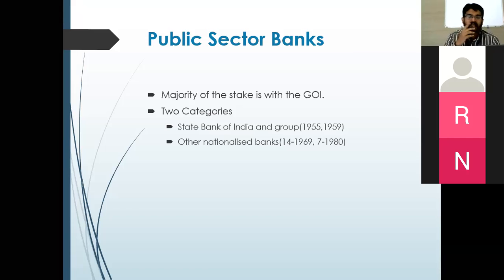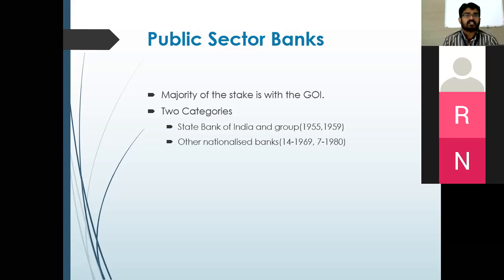State Bank was initially Imperial Bank, which was a combination of three banks, that is Bank of Bengal, Bank of Bombay, and Bank of Madras. It was later converted into Imperial Bank, and in the year 1955 it was converted into State Bank of India. Whereas the associate banks, for example, State Bank of Mysore, Hyderabad, Bikaner, etc., were nationalized or started in the year 1959.